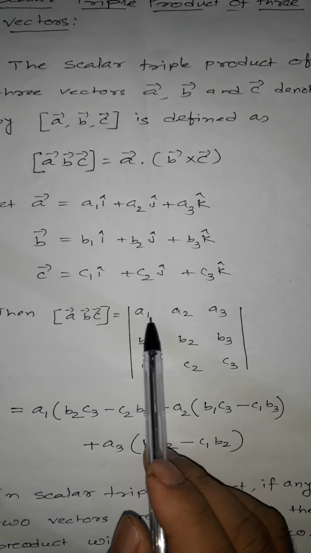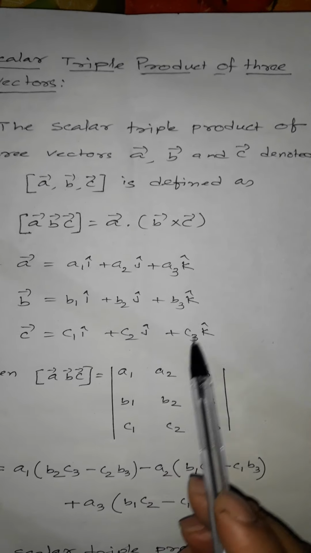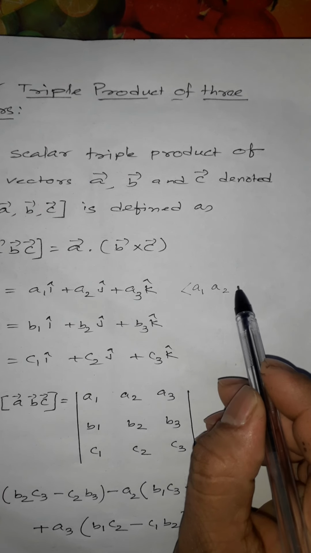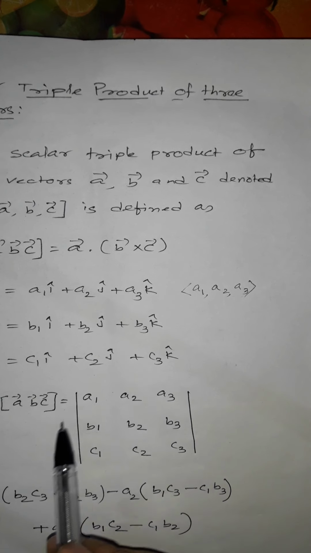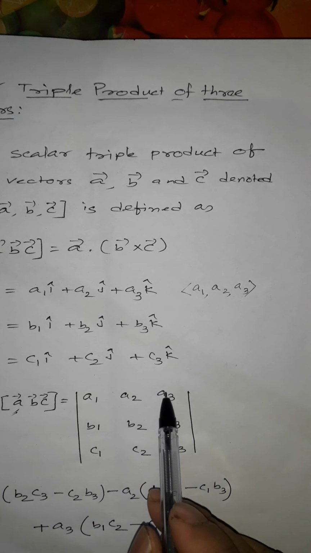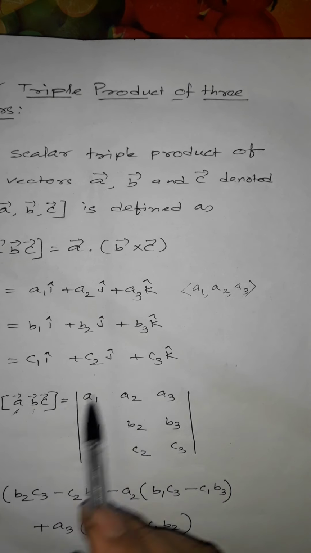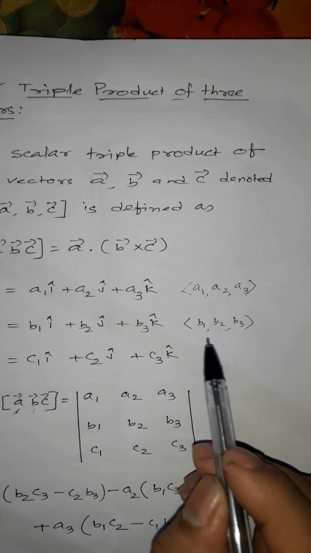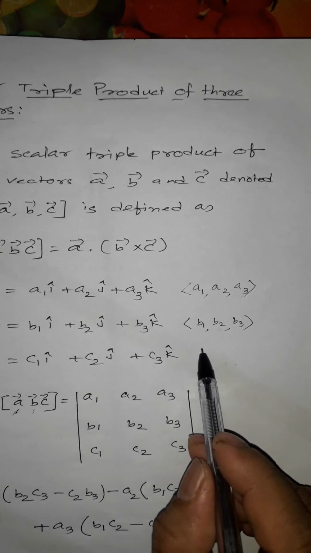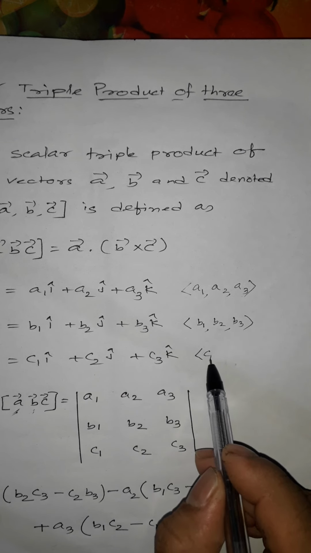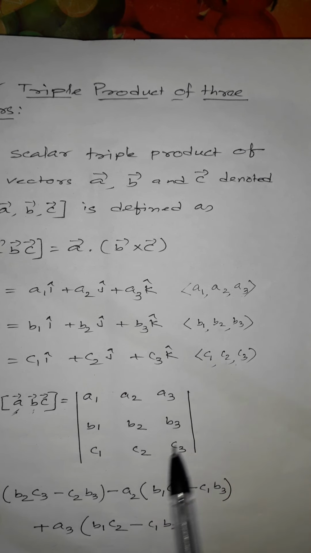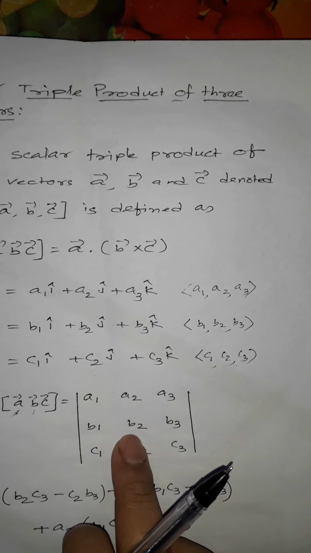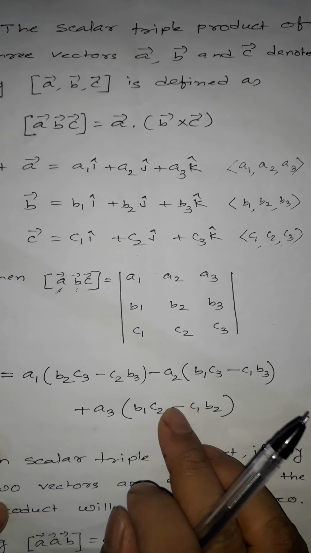The first row of the determinant will be the scalar components of the first vector. First vector is a, so the first row will be the scalar components of a. Second vector is b, so the second row will be b1, b2, b3. Third vector is c, so the third row will be c1, c2, c3, and then we have to expand the determinant to get the value of the product.